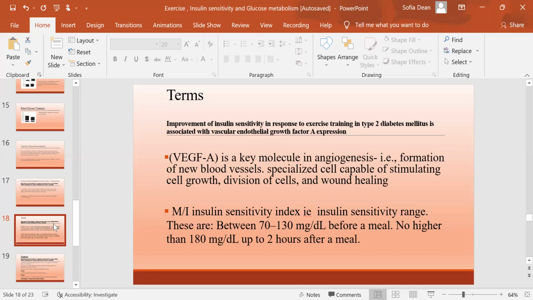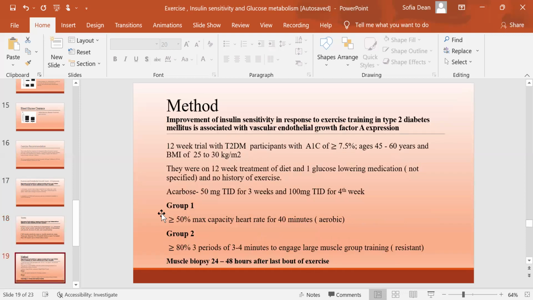People with type 2 diabetes already know this index basically by checking their blood glucose. These are between 70 to 130 before meals, the blood sugar that we check before meals and after meals. After 2 hours of eating, the blood sugar glucose level should be 180. So that's exactly what the insulin sensitivity index is.